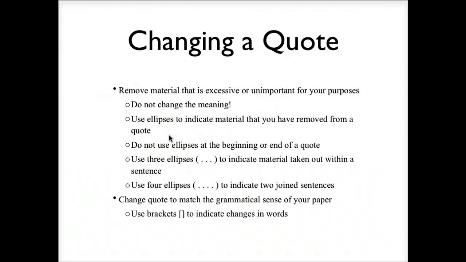Second, use ellipses to indicate material that you removed from the quote. An ellipsis is just dot, space, dot, space, dot. So use 3 ellipsis dots to indicate material taken out within a sentence. Now, if you take out more material, say you're taking out material between 2 sentences, or you've taken out an entire sentence within a paragraph, you're going to use 4 dots to indicate 2 joined sentences. Simple way to remember this: if there's a period anywhere in the material that you've taken out, change it from 3 to 4 dots.